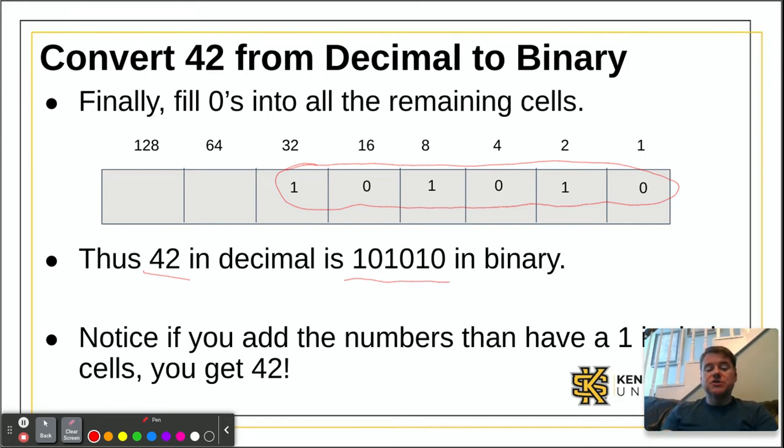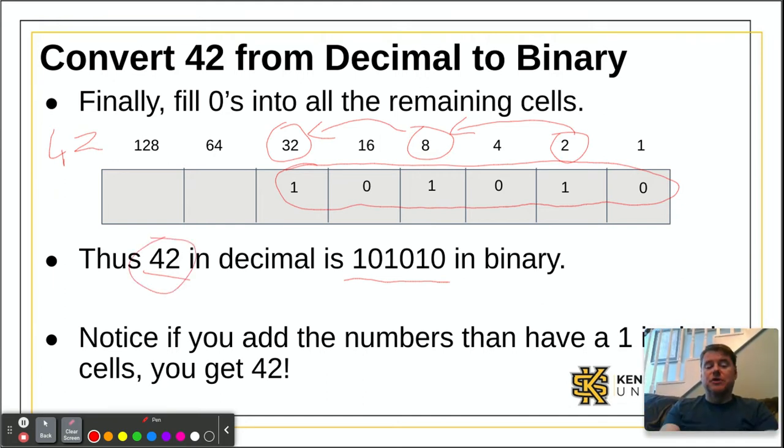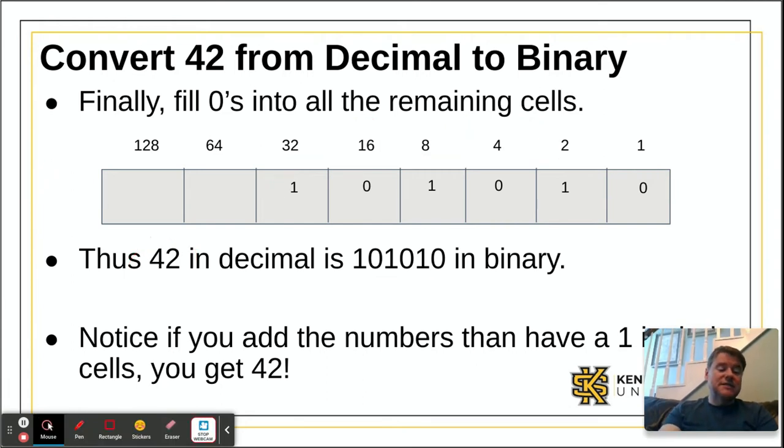And if you were to add all of the numbers that have a 1 in them together, you'll end up with the original number that we were converting. 2 plus 8 is 10. 10 plus 32 is 42. And that has to be true, otherwise you did the conversion wrong. Any number that has a 1 underneath it must be added together and end up with the original number. So that's how you can double check that you did it correct. All right, so that's the basics of how we do it.